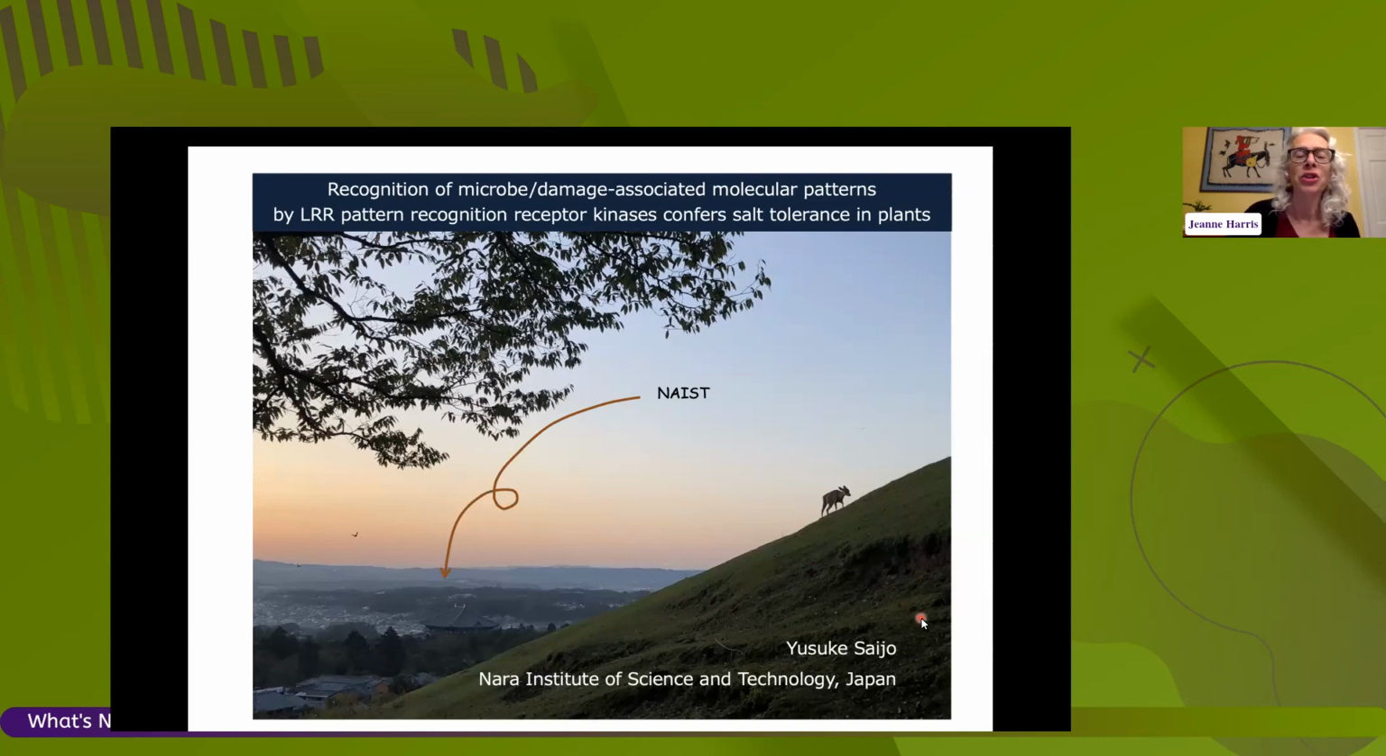And today's speaker is Yusuke Saijo, who is from the Nara Institute of Science and Technology in Japan, and who was the senior author of our editor's pick, one of the most exciting papers that came out in our recent focus issue. And I think that we will post in the chat the link to the focus issue, because I hope that you will explore not only this paper, but also many of the others.